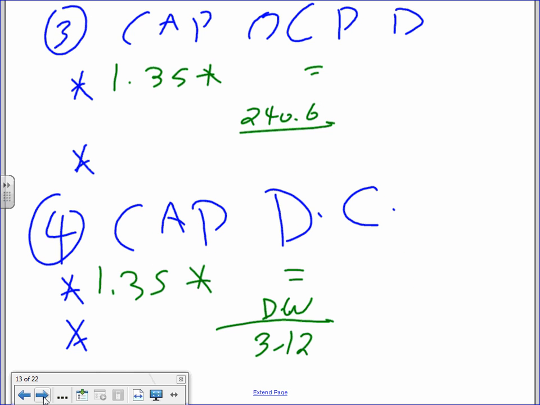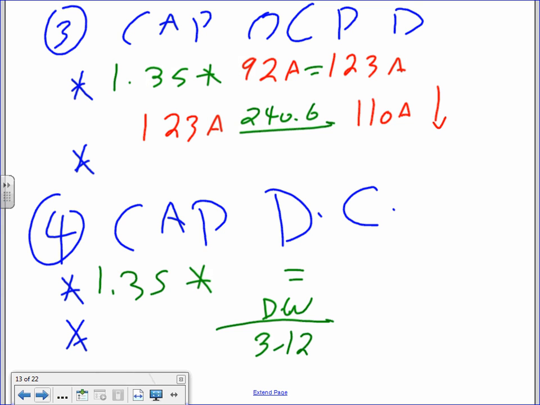All right, so next. We have the cap overcap detection device. Gentlemen, we just repeat that step for the cap overcap detection device. We're going to take the 92 amps, multiply it by 1.25, which gives 123 amps. Take the 123 amps to 240.6, and that'll get you down to 110 amps. So my fuse is 110.